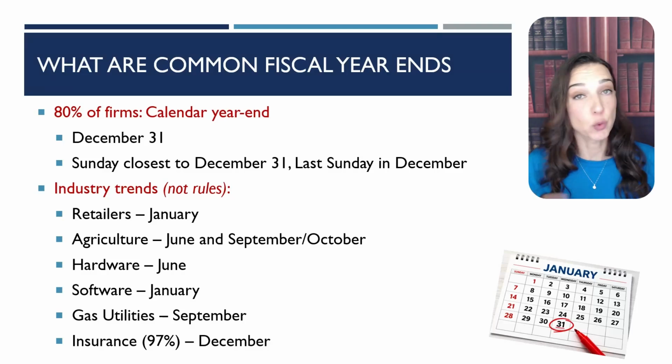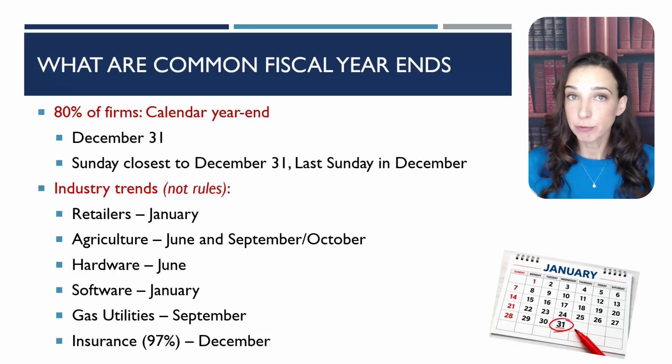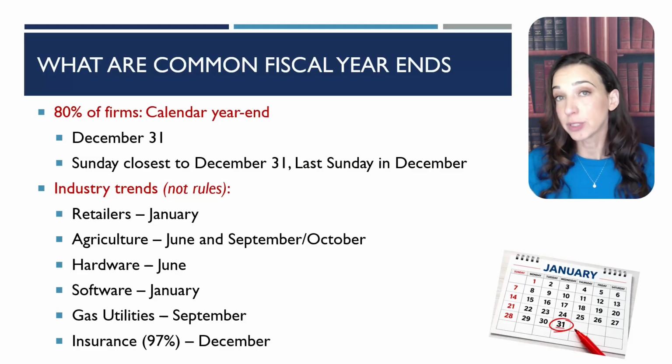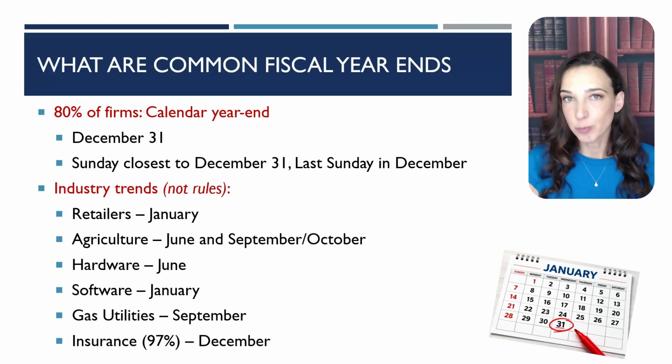So these are trends. These are not rules. Can you find a retailer that's not a January? Yeah, absolutely. Can you find a software firm that's not a January? Absolutely. But there does certainly tend to be clusters. So that just means that we need to be careful if we're looking at a 10K of a firm, and this 10K is for 2025. For some firms, that will span January through December of 2025. And for some firms, it might be different. For the purposes of comparability, we just need to pay attention to what their specific fiscal period is.